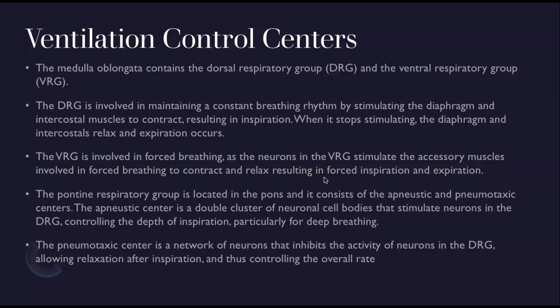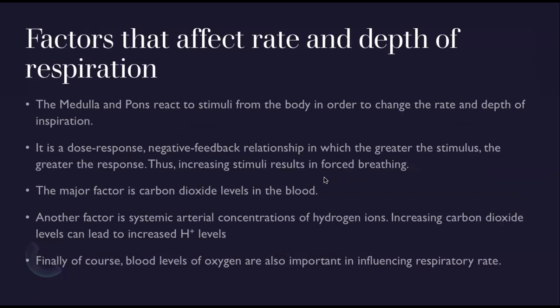The pneumotaxic center is a network of neurons that actually inhibits the activity of your DRG. That allows for relaxation after inspiration and basically controls the overall rate of your regular breathing at rest. So there's a couple of control centers for you, and let's move on. Let's talk about factors that affect the rate and depth of respiration.